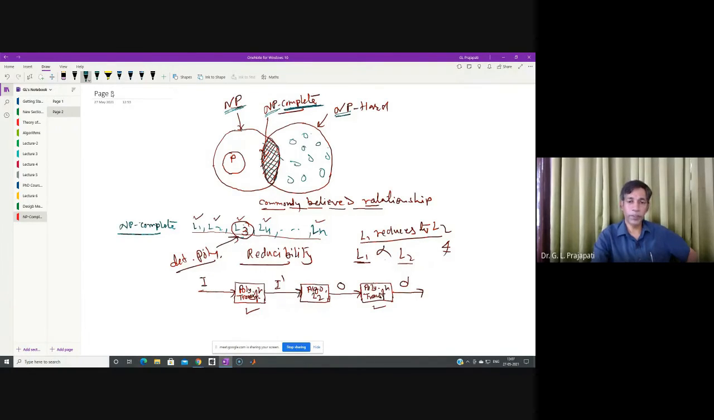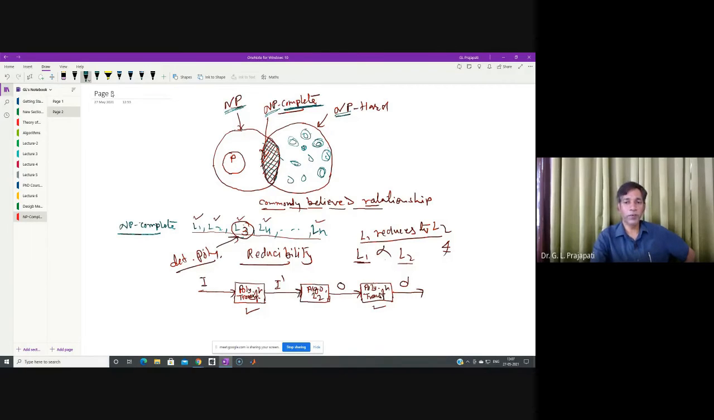So presently, whatever NP-hard problems we have seen, whatever NP-complete problems there are, they are also NP-hard problems. Okay, but there are problems for which you may not write the algorithm, or some optimization problems for which you don't have non-deterministic polynomial time complexity. They will come in this area. So this is the notion.